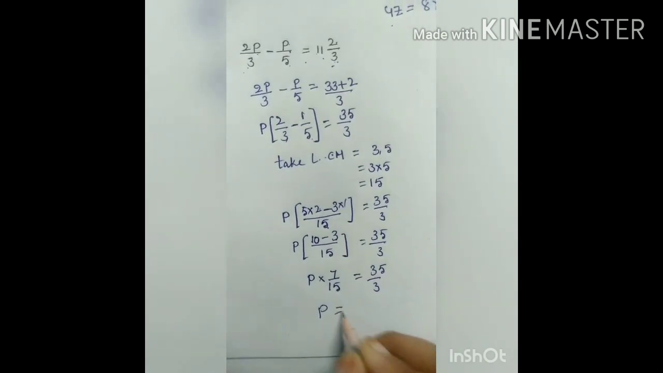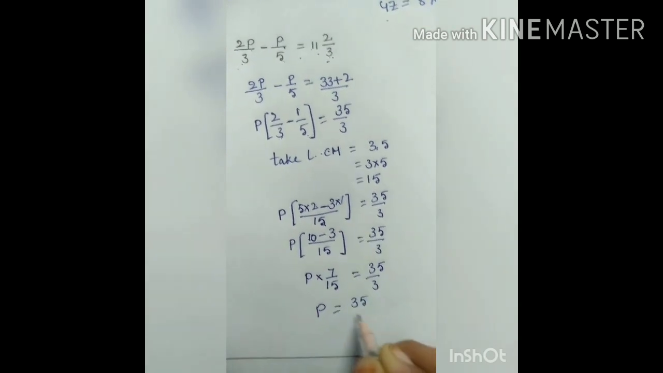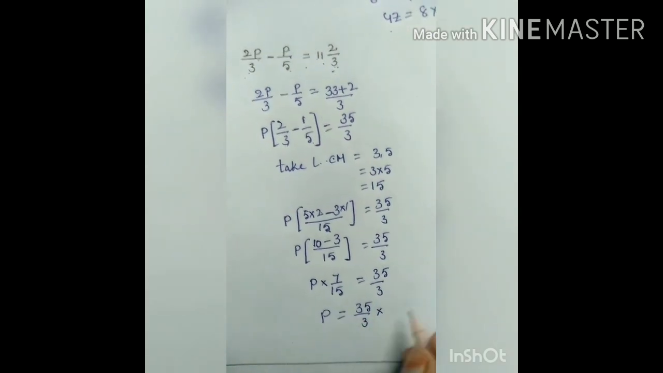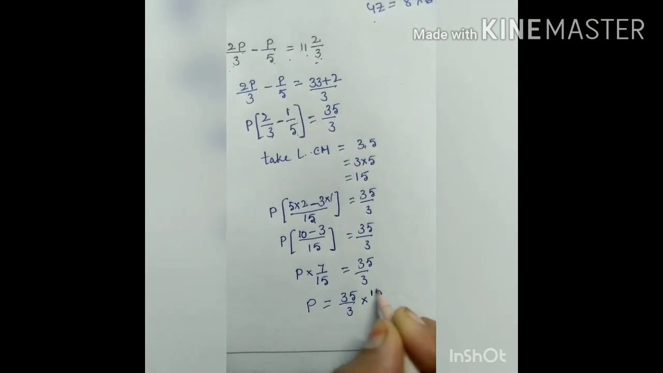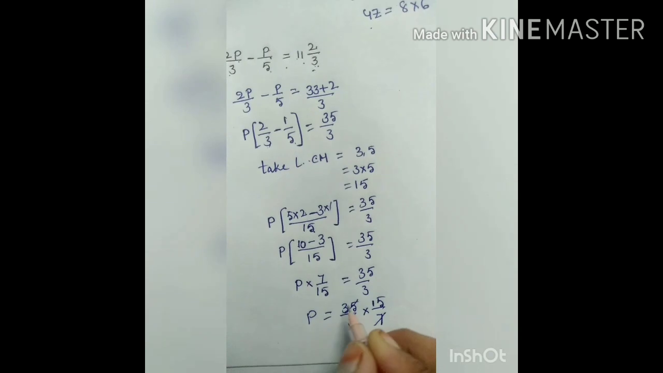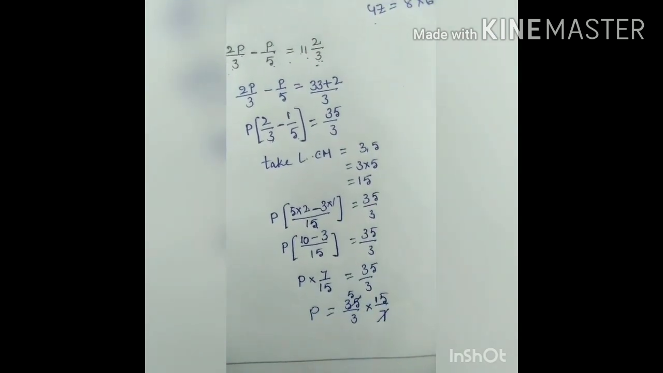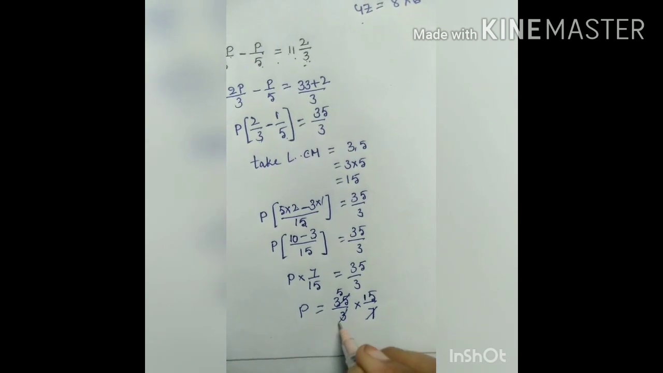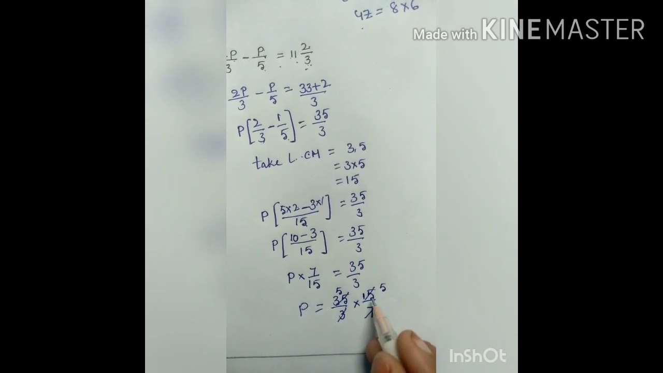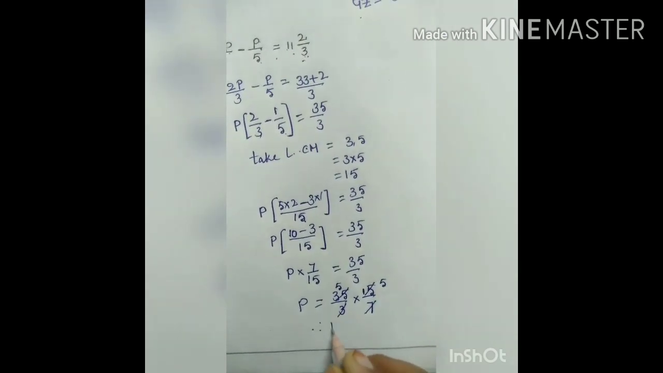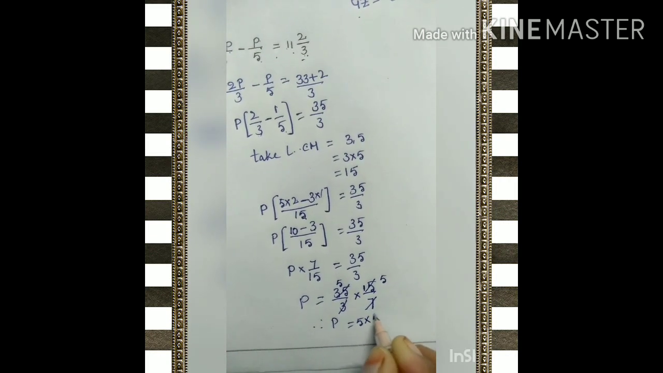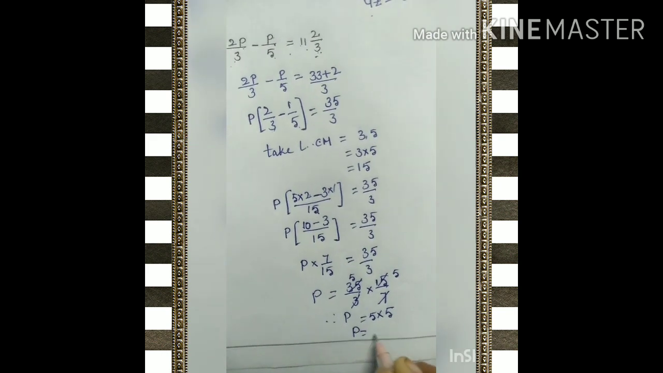So here it is a multiplication quantity. P is equal to 35 by 3 into, then it is a division quantity, it becomes a reverse fraction, 15 by 7. Okay children. So here 7, in 35 5 times is possible. 7 5s are 35. Here 3, 3 5s are 15. 3 table is possible in 15 5 times. Therefore P is equal to 5 into 5. Therefore P equal to 5 5s are 25.